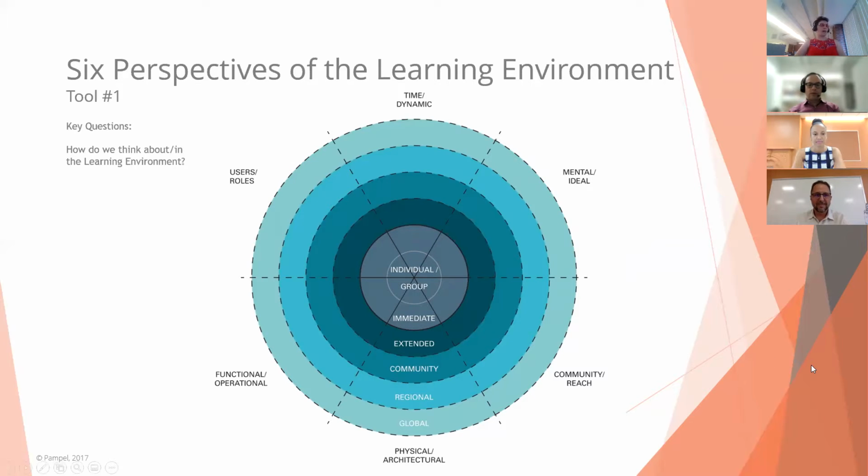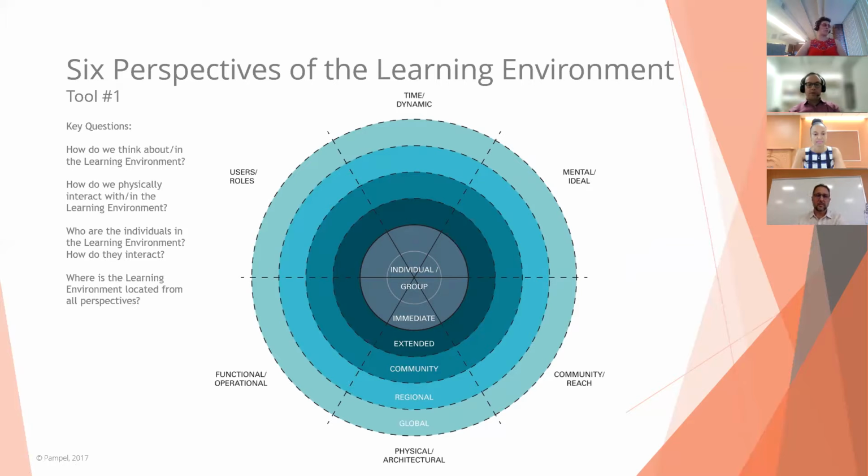How do we think about and in the learning environment? How do we physically interact with and in the learning environment? Who are the individuals that are in our learning environment and how do they interact? Where is the learning environment located from all perspectives? What are the meta processes and goals of the learning environment? And when is the learning environment from all perspectives and how will it change?